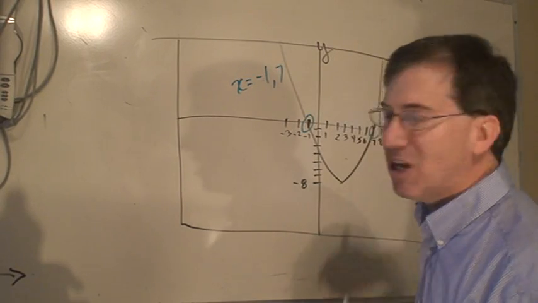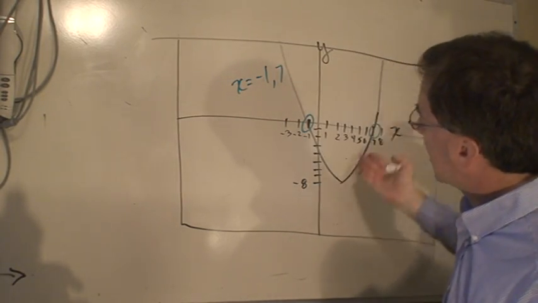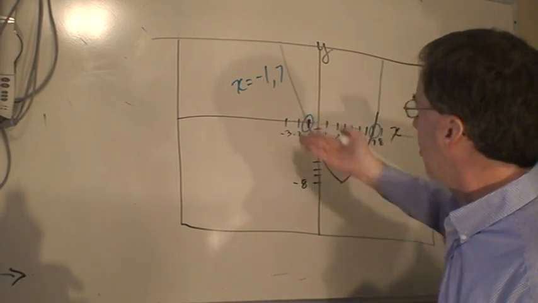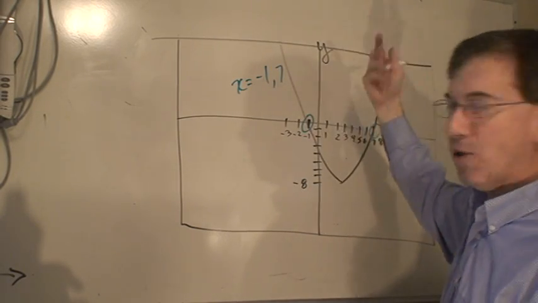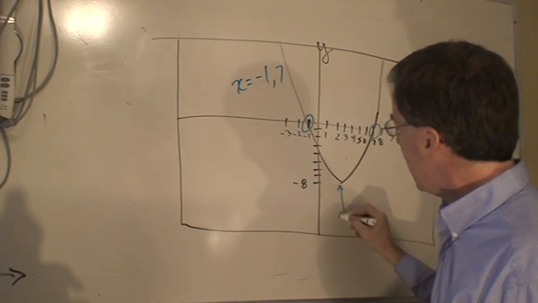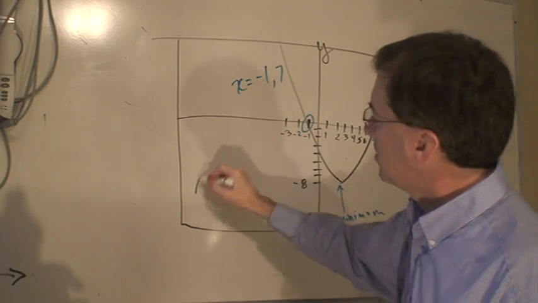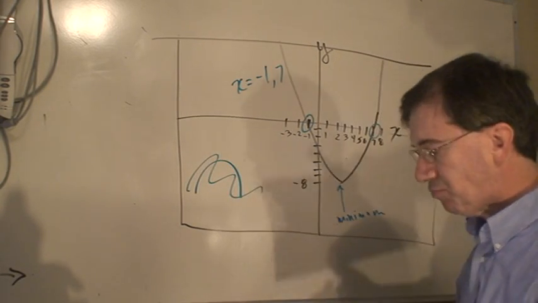Does this function have a minimum or a maximum? Well, in this case, this looks like a cup or a glass or a bowl. And since it will hold the water, it's got a bottom down here, so it has a minimum. If it were upside down like this, it would have a maximum.